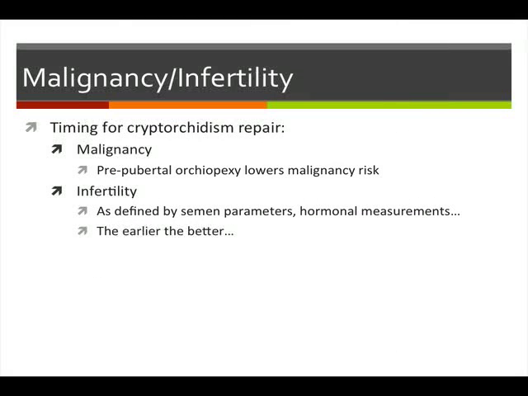So in conclusion, for malignancy and infertility: for malignancy, it's better to have prepubertal orchidopexy to lower your malignancy risk. And for infertility, when you define it in terms of semen parameters and hormonal measurements, it appears that the earlier you fix it, the better it is.